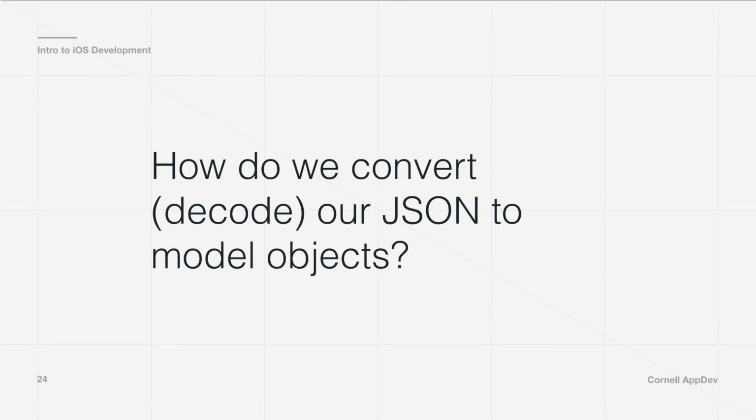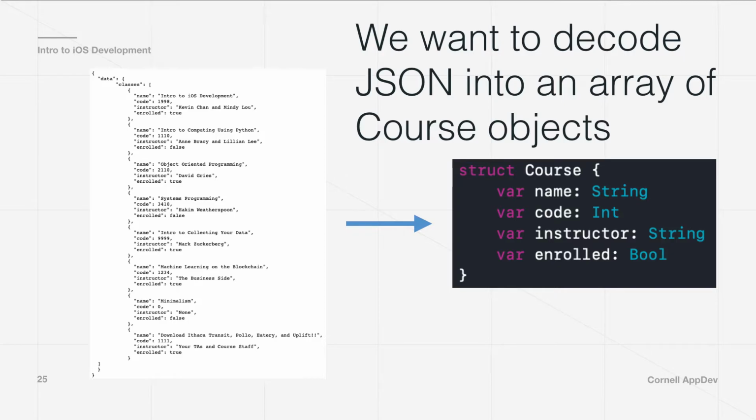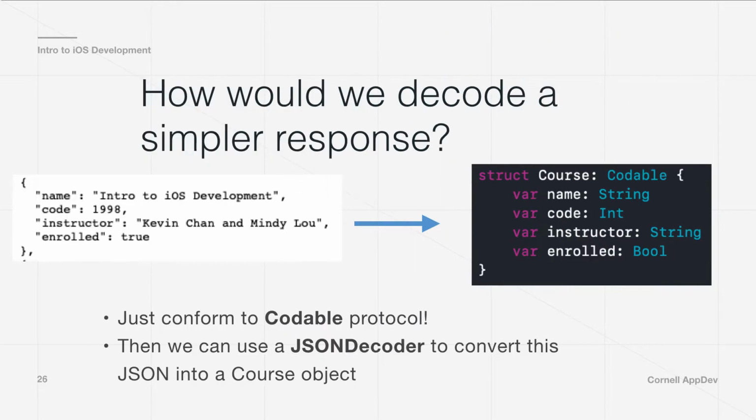So how do we actually do that? We basically use a struct, or we can use a class, up to you, but I think it's easier to use a struct. You can create a struct for Course with all of the variables for name, code, instructor, and enrolled with the corresponding types in Swift. And then once we've done this, we have to conform it to a protocol called Codable. Basically what this does is it allows you to use something called a JSONDecoder to convert this JSON into an array of Course objects. It's really cool because all you have to do is write a couple of lines of code and your JSON automatically turns into an array of courses in this example.